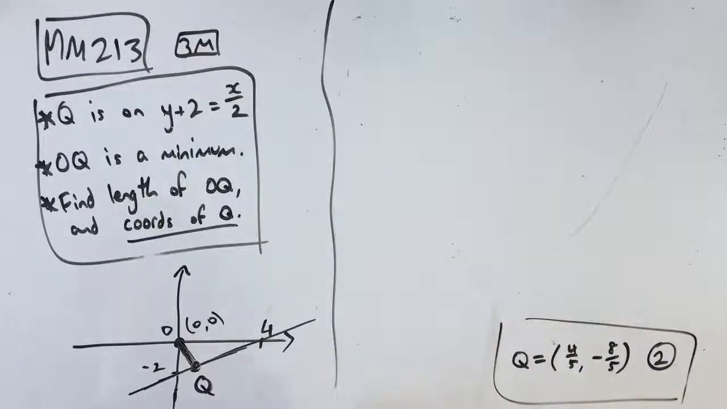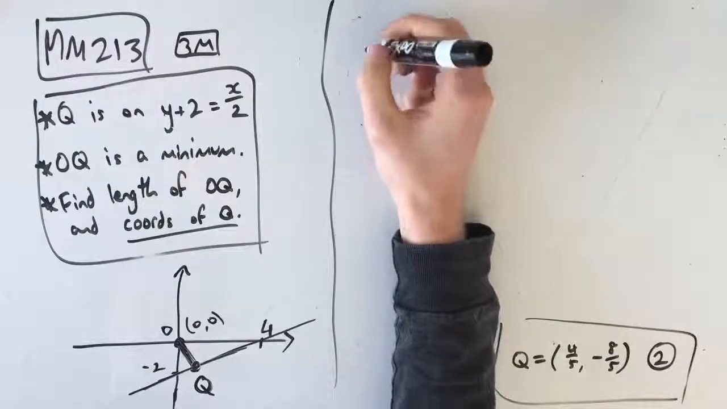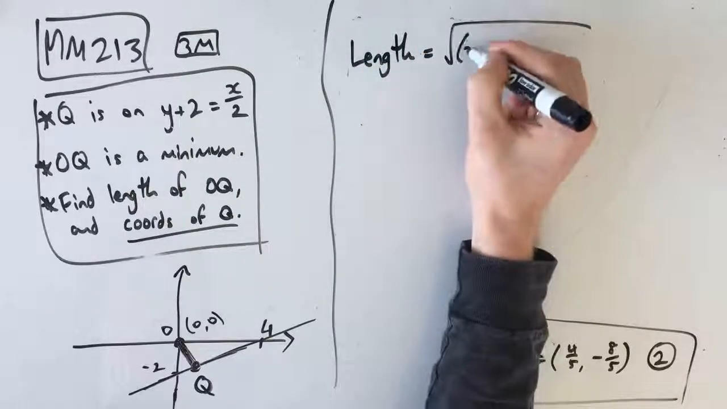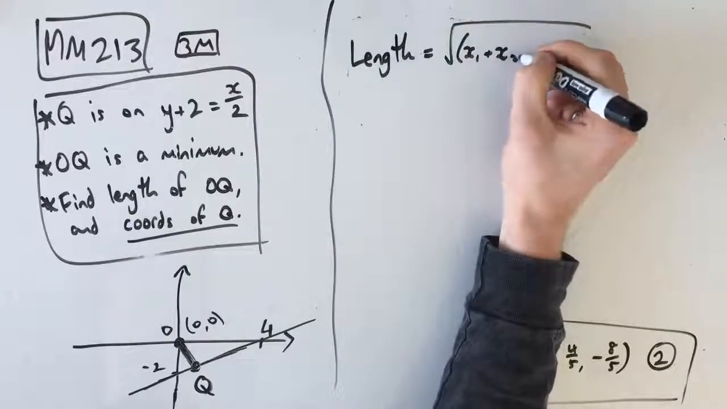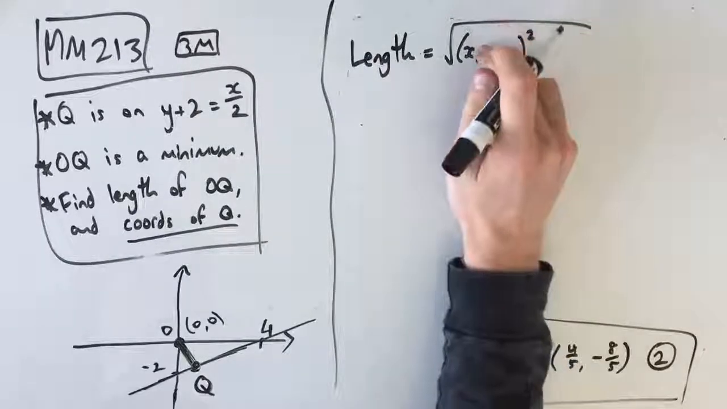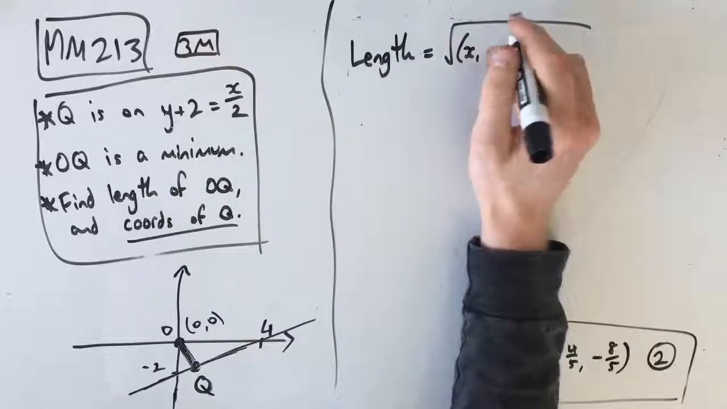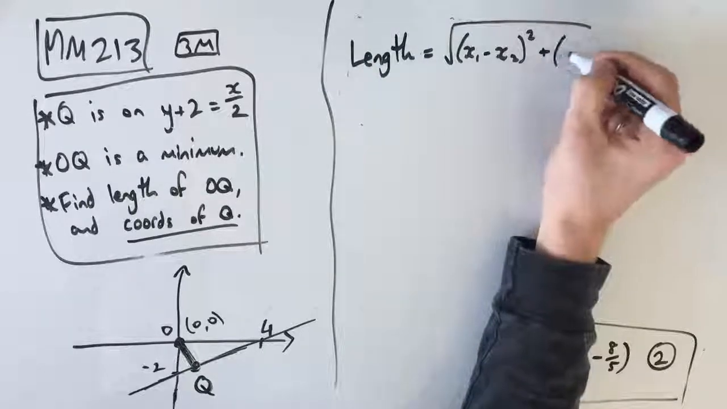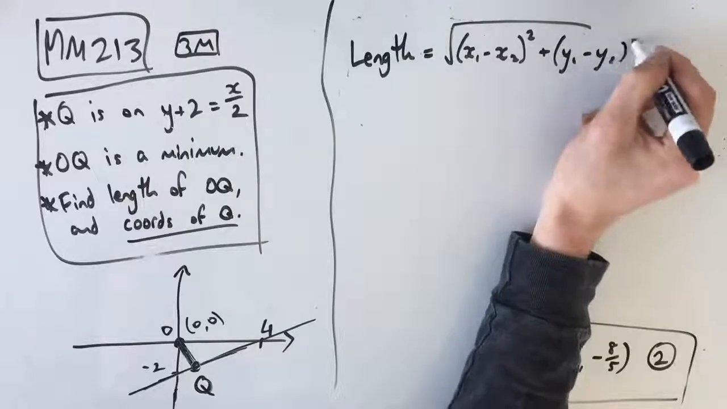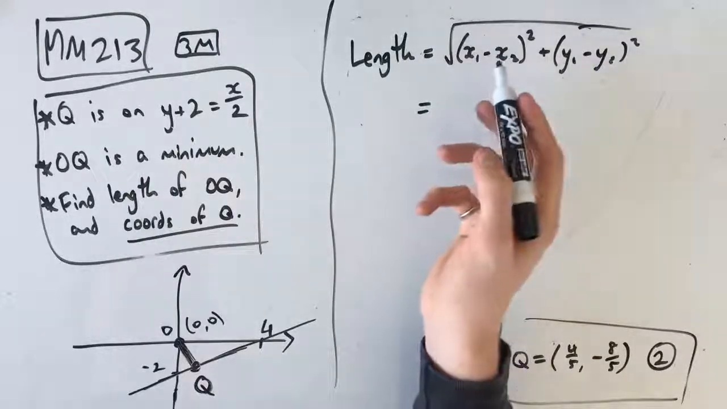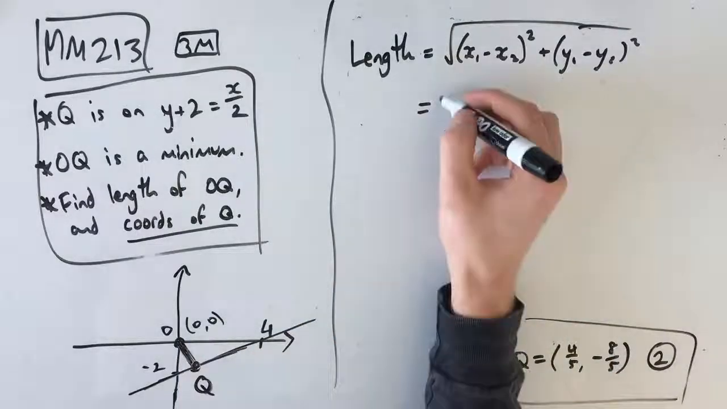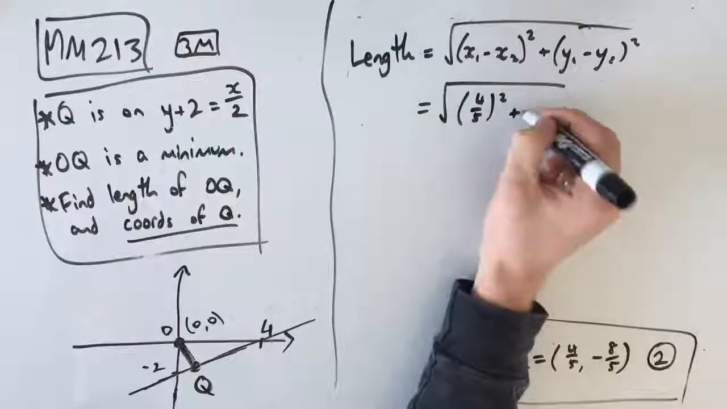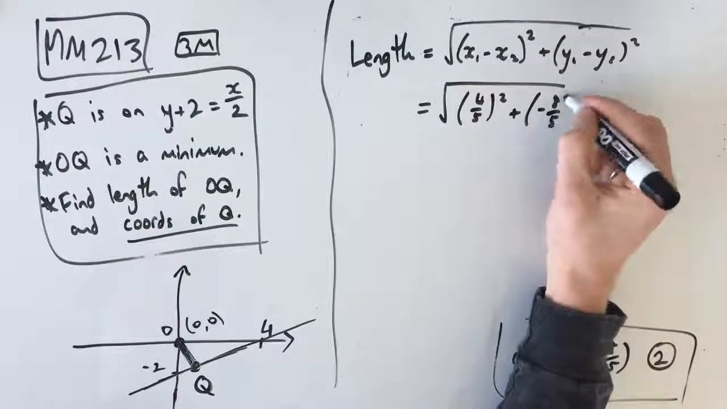Now, how do we find the length between 2 points? Well, we use our length formula, or our distance formula. So length is equal to the square root of x1 minus x2 squared plus y1 minus y2 squared. Cool. Because we've only got 0, 0 and 4 on 5, -8 on 5, we're actually just going to get the square root of 4 on 5 squared plus negative 8 on 5 squared.